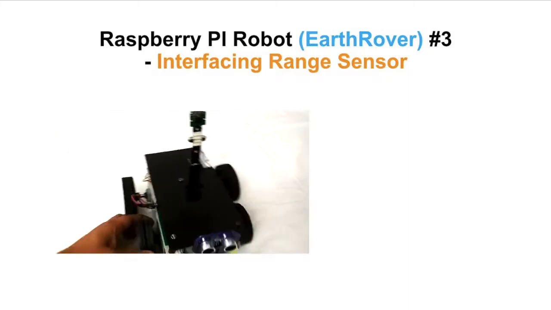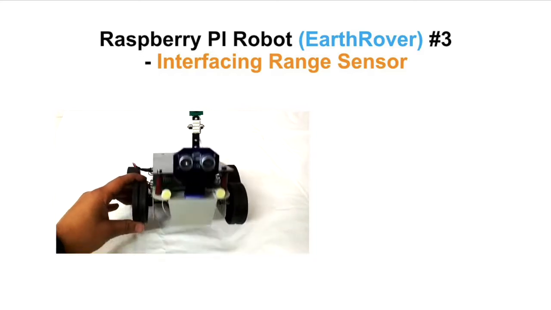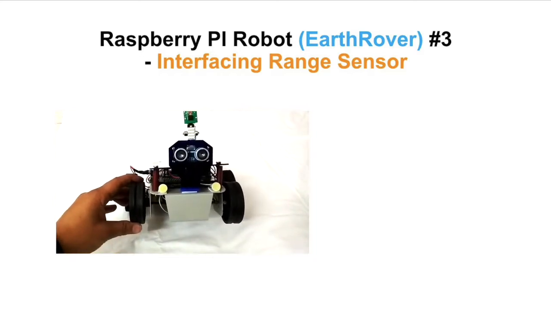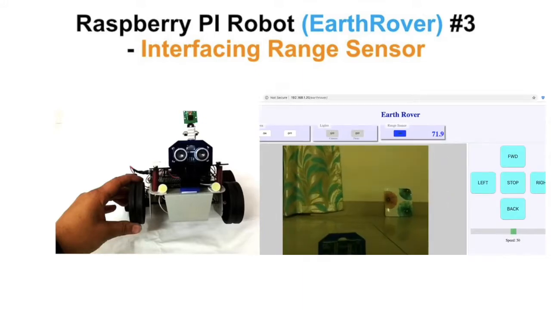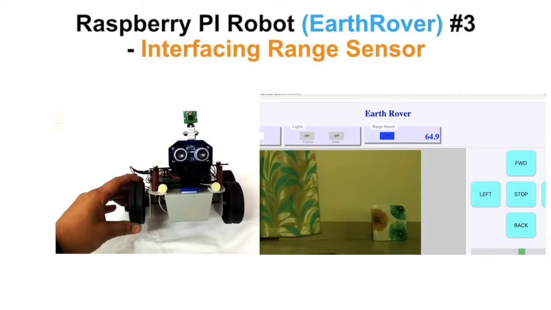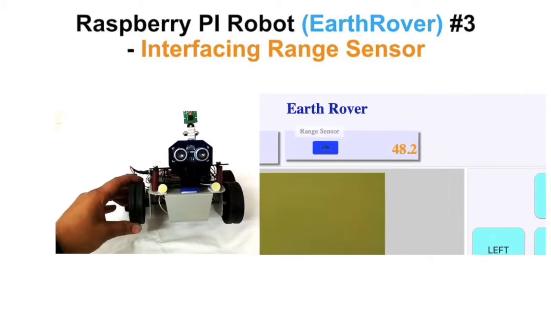I have added an ultrasonic range sensor to my robot. This sensor is used to measure the distance from an object. I am going to integrate the sensor with my robot and get the distance information on a web page. Finally, I will embed this functionality in a web GUI of EarthRover. So in this video, I will cover how we can manage a range sensor through a web GUI.